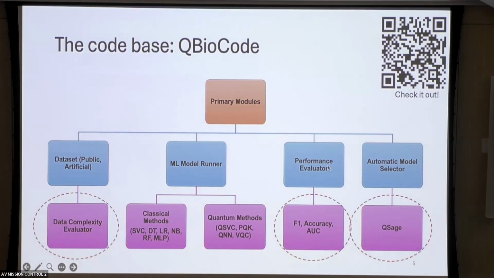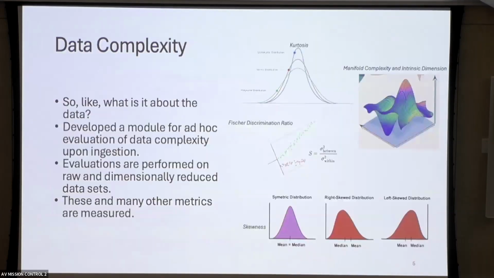At the end of it, essentially what you're going to get is a data complexity evaluation, which I'll get to in a bit, and the performance of your models, which you can measure with an F1 score, accuracy, or AUC. Once you have these two, you can start to see correlations that you can then train an oracle with. And that's what we did. QSage is our oracle that recognizes these complexity evaluations with model performance. I'll explain how that works in a bit.